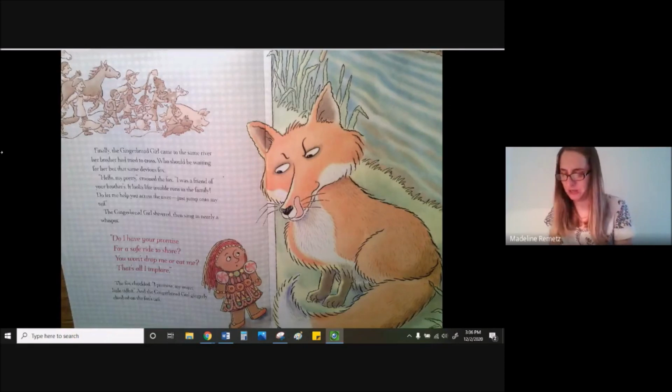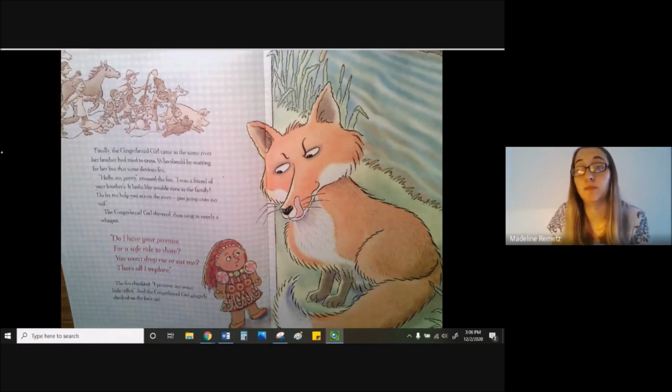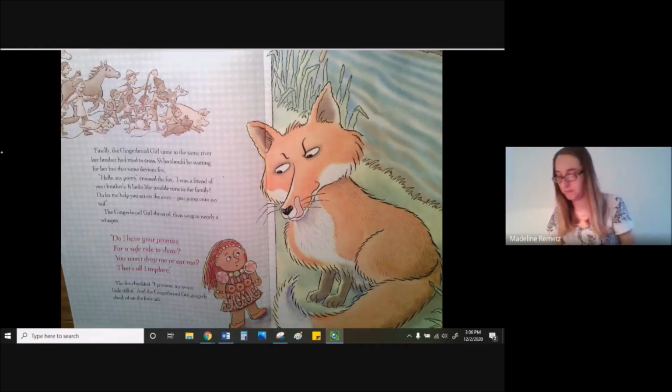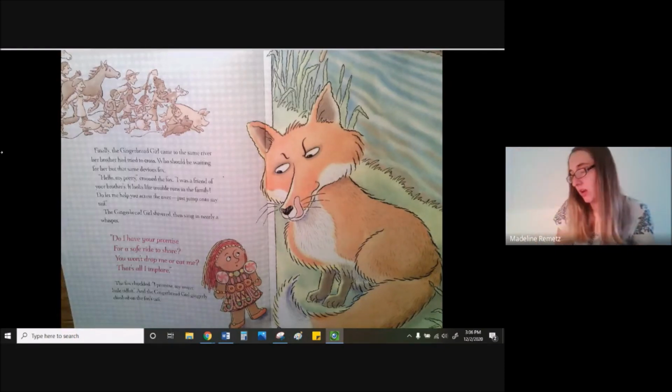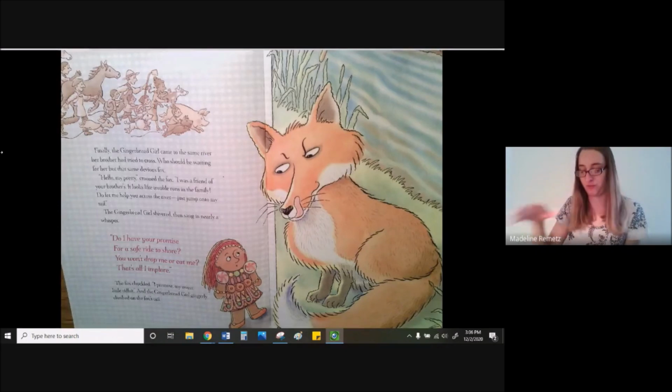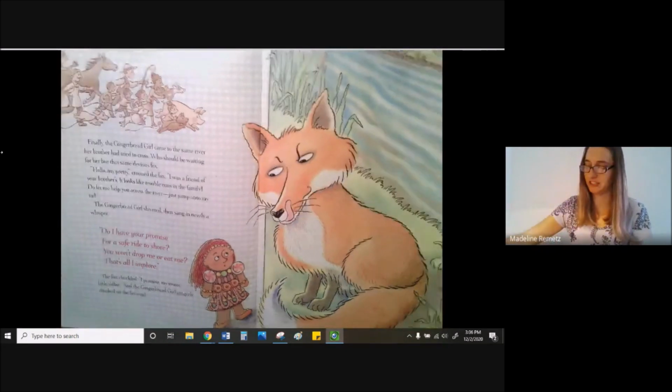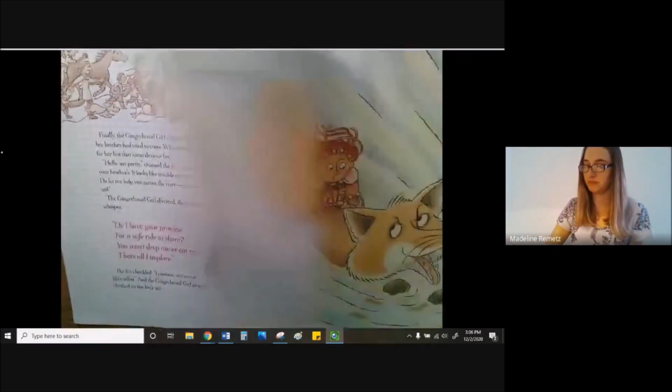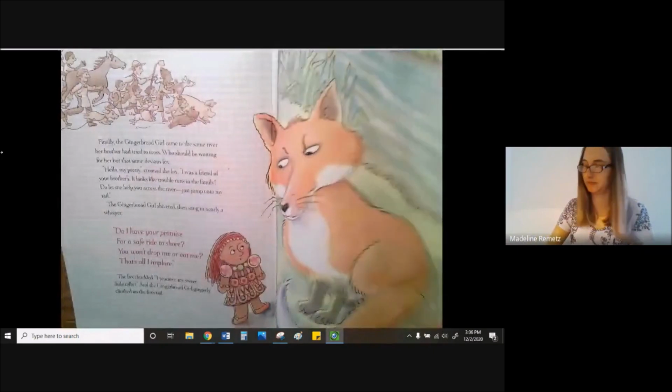Then she sang in nearly a whisper, "Do I have your promise for a safe ride to shore? You won't drop me or eat me, that's all I implore." Implore means she wants him to do that, not eat her, right? The fox chuckled, "I promise, my sweet little tidbit." And the gingerbread girl gingerly, which means carefully, climbed on the fox's tail. I don't know about you, but I think he's lying.